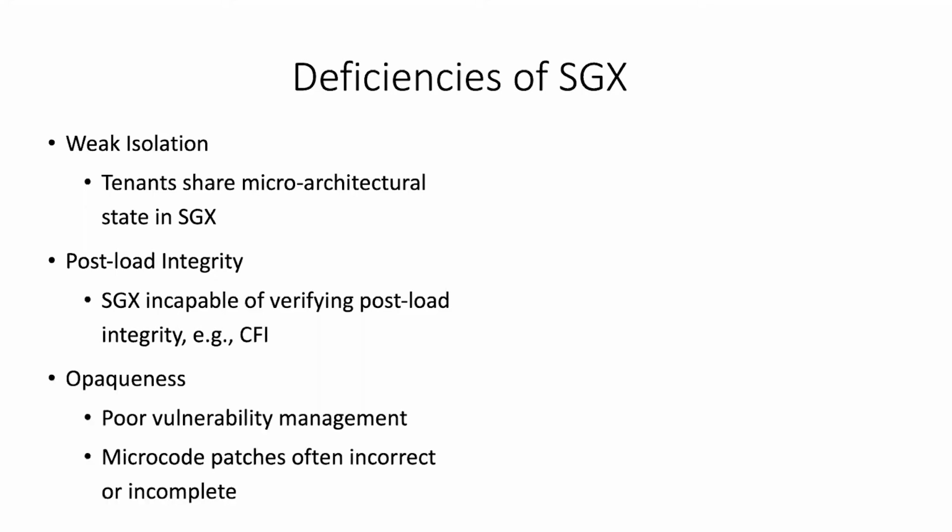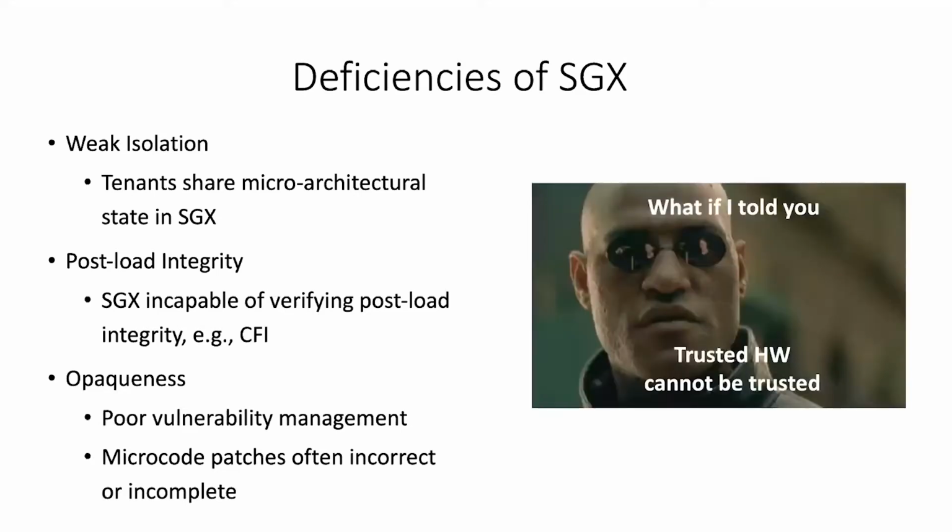And C, the entire ecosystem is so opaque that Intel's microcode is encrypted, and anytime there's a vulnerability, Intel has often taken several attempts to fix it because patches have often been incorrect or incomplete. So clearly we can see that the current state of the art of trusted hardware cannot really be trusted.